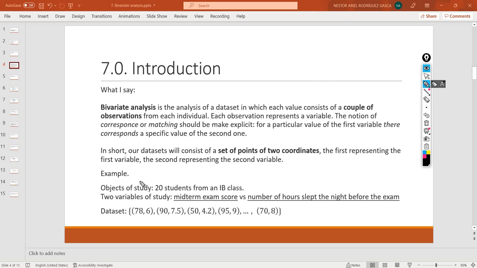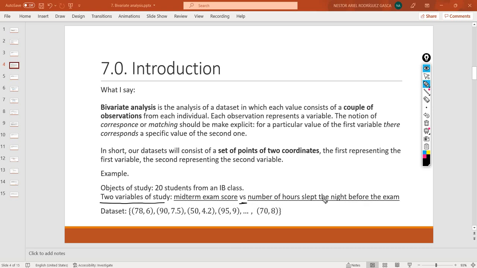Let's analyze this example. Objects of study: what do I want to analyze? 20 students from the IB class. What variables am I interested in studying? Well, maybe the midterm exam score. That's one variable. It's quantifiable, right? As an integer from 0 to 100. And versus what other variable? The number of hours slept the night before the exam.